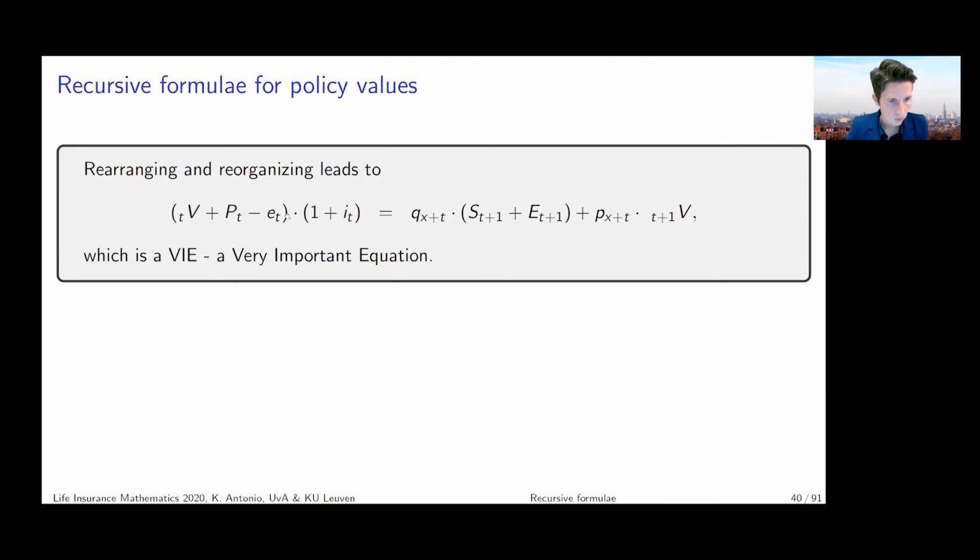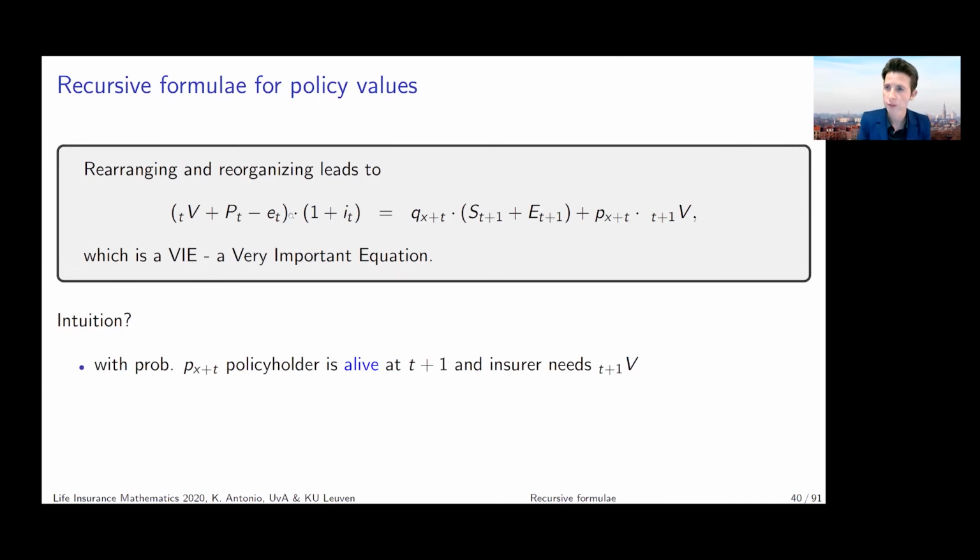If you look at the right-hand side, now we're going to say with a probability p_{x+t}, our policyholder will be alive at time t+1. And if the policyholder is alive at time t+1, we'll need to hold the policy value _{t+1}V for this policy, because the policy is still active, still ongoing at time t+1. So you need to book a capital for that. You'll need to book the policy value for this surviving policyholder.